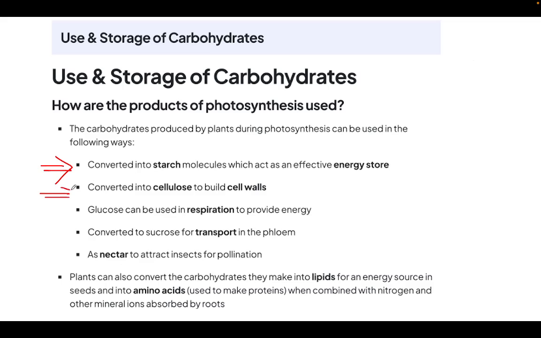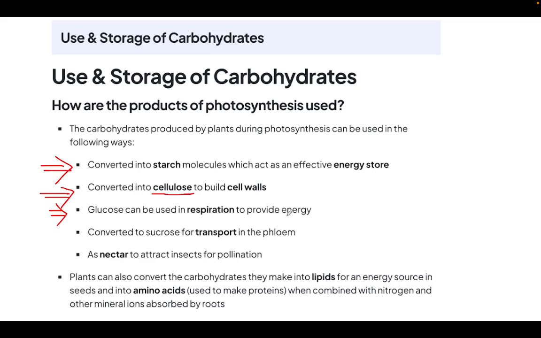Glucose which is produced can be formed into cellulose. Like you remember, we keep on saying that cellulose is a polysaccharide. It builds the cell wall. We know the cell wall of a plant cell is made up of cellulose. It's a polysaccharide of glucose. Means if glucose is produced, it can be converted into cellulose to build the cell wall. The third use: glucose which is formed can be used in respiration to provide energy, mostly in nighttime.